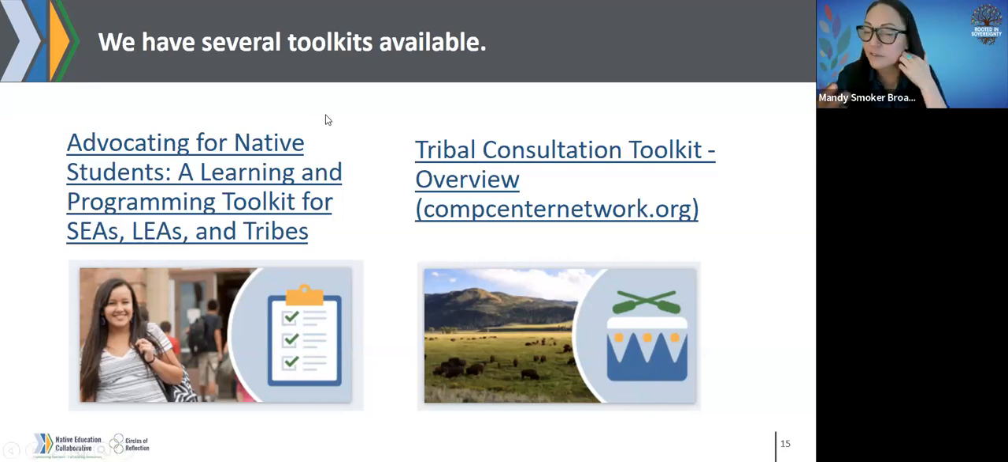We fully intend for everything we generate to be 100% adaptable to a local context, because we know that this isn't one size fits all. No guide, no toolkit, no document is going to work all across Indian country. So take them, really dive into them, and make them your own.